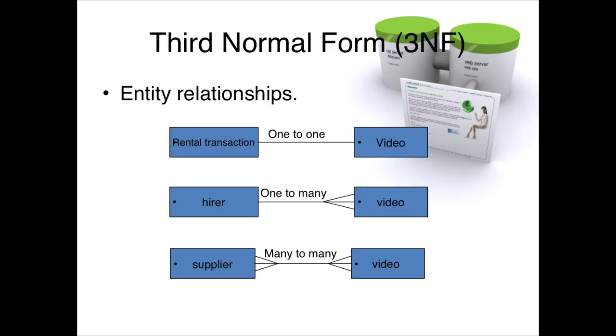There are three different types of relationship we can have between tables, and we've actually covered these as we've been going through. These are known as entity relationships, and the three different types are shown below. So you've got one-to-one relationships. A rental transaction in a video to the actual video itself is a one-to-one relationship. However, you can have a one-to-many relationship. For example, if someone hires many videos, that's a one-to-many relationship. You can also have a many-to-many relationship. One supplier could supply many videos, and each video could actually be supplied by multiple suppliers.